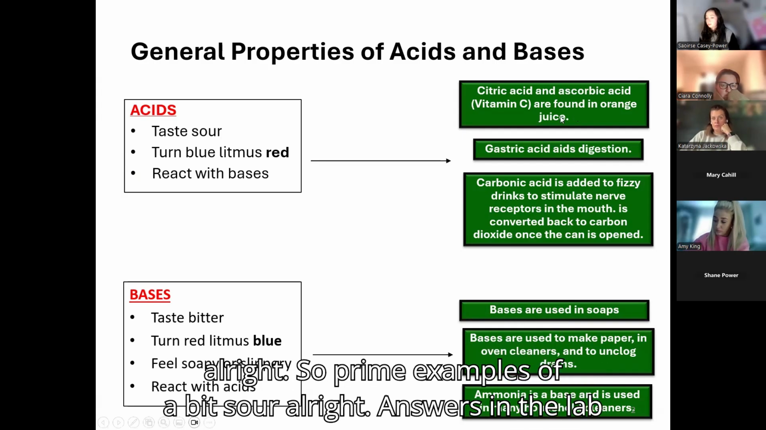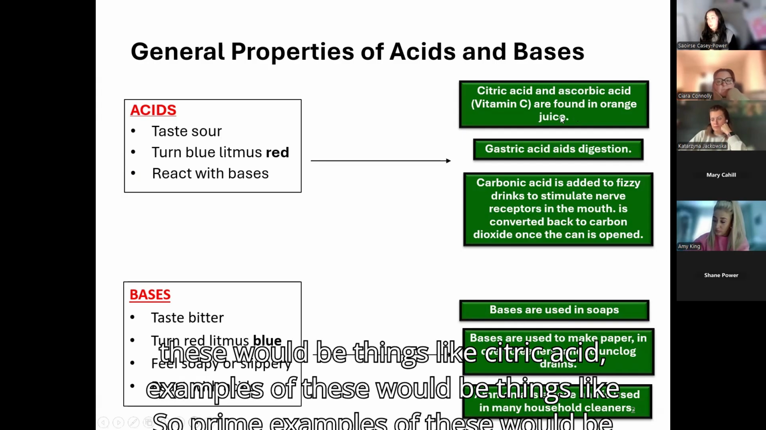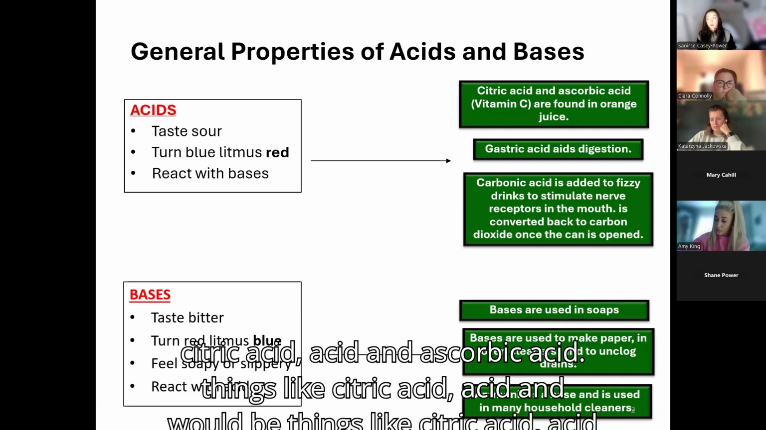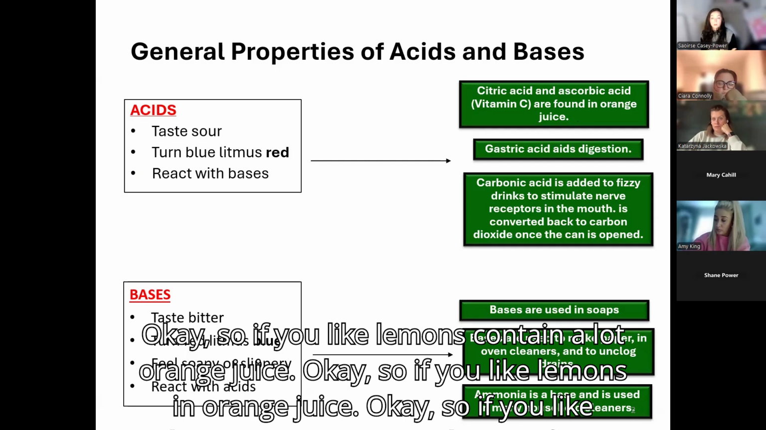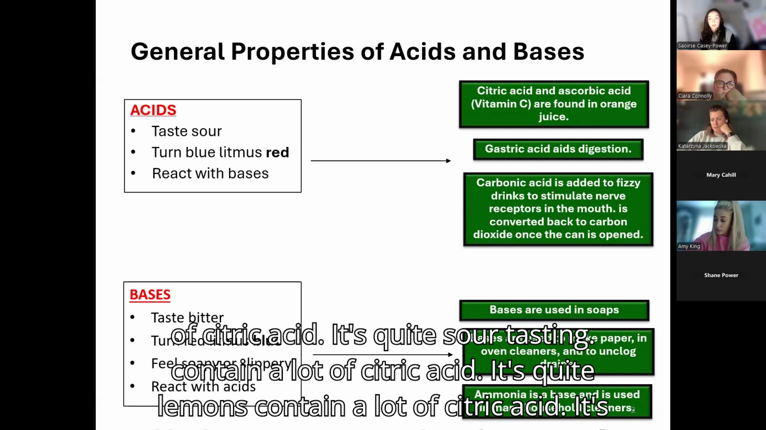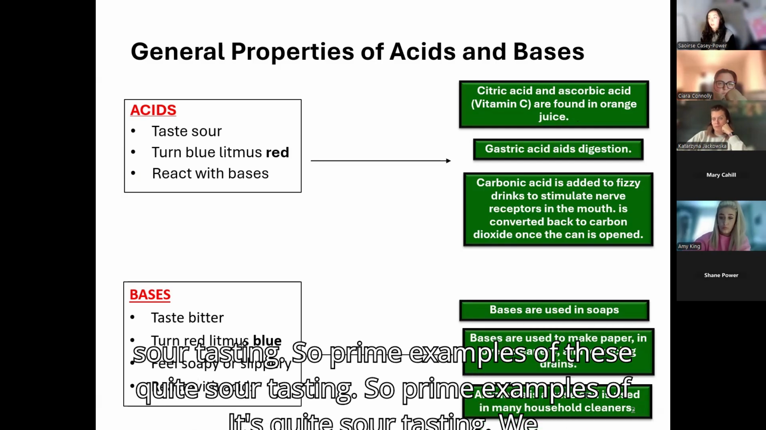All right. So prime examples of these would be things like citric acid and ascorbic acid, vitamin C. So you'd find these in orange juice. Okay, so lemons contain a lot of citric acid, and it's quite sour tasting.